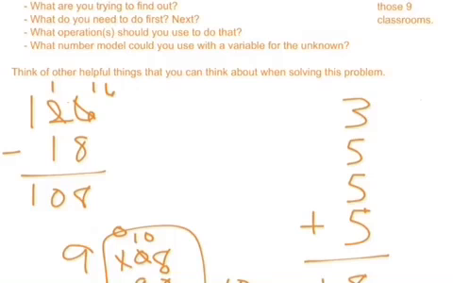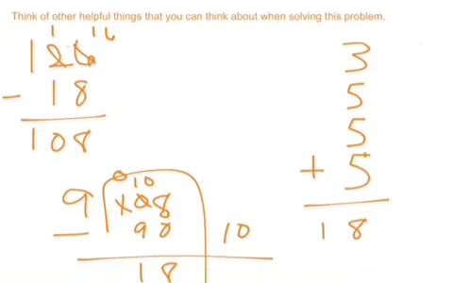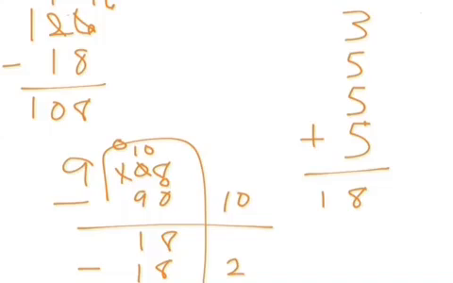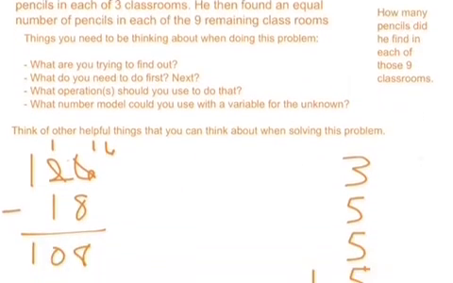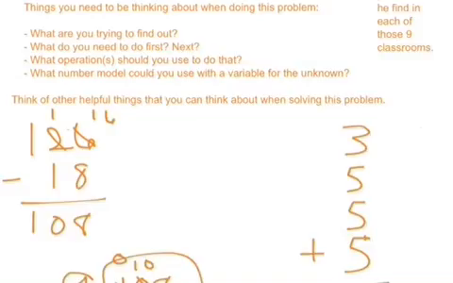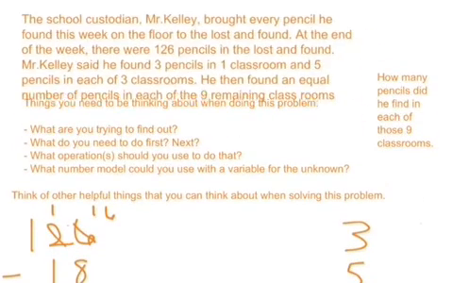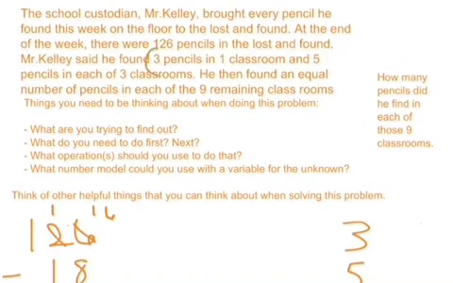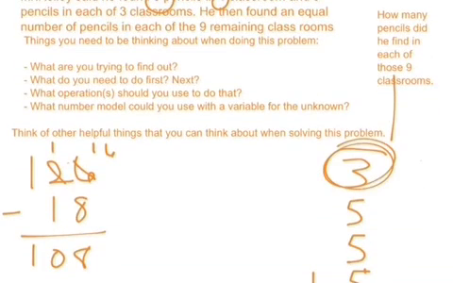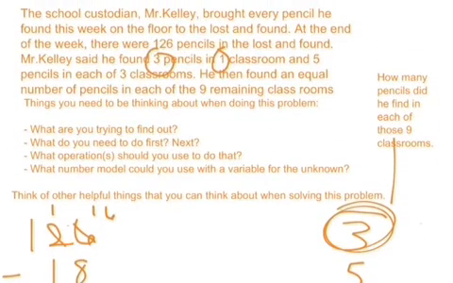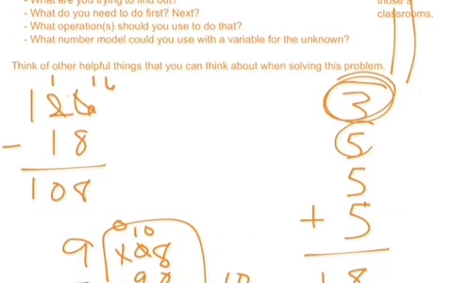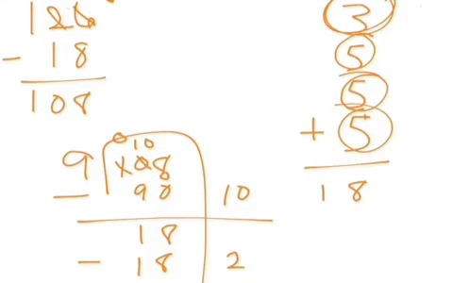Okay, you guys, so how we did this problem is a little bit harder, but as we remember, he said we have three pencils in one classroom. So that's only 1 three, right? But we said we have 5 pencils in 3 classrooms. So that's why we have 1, 2, 3 fives, right? And so that would equal 18, right? So 18.